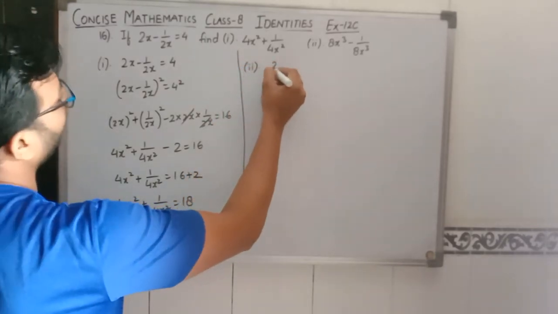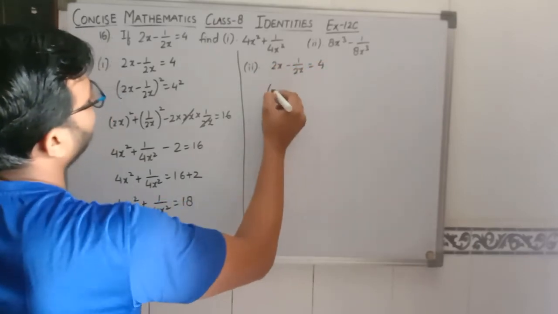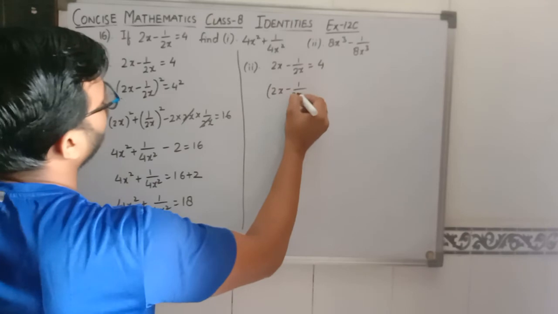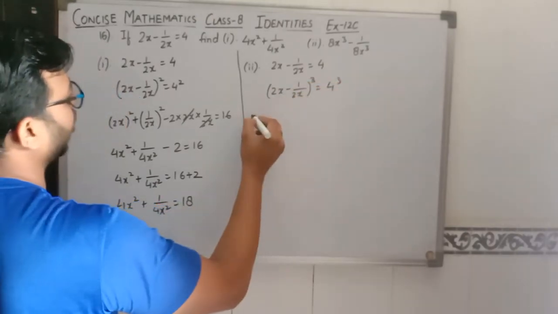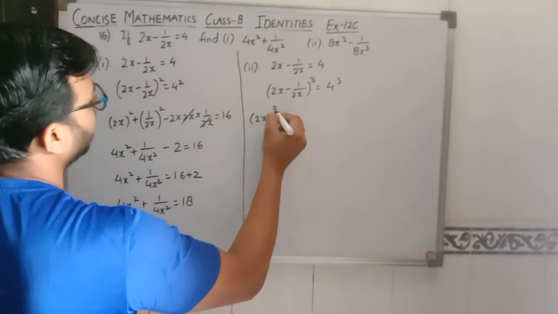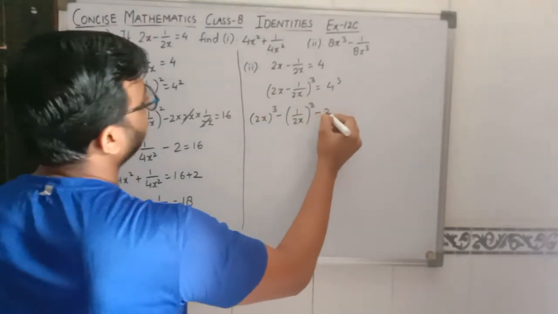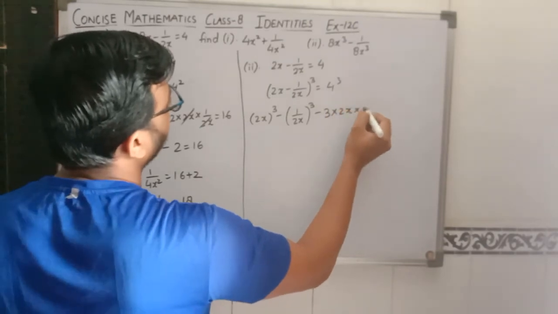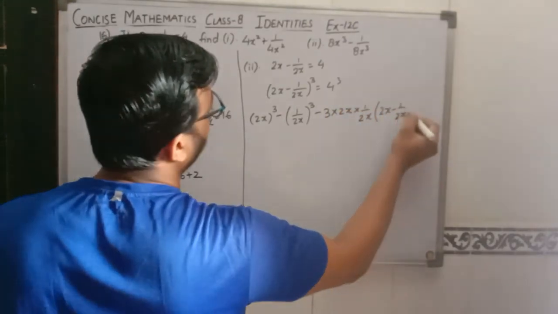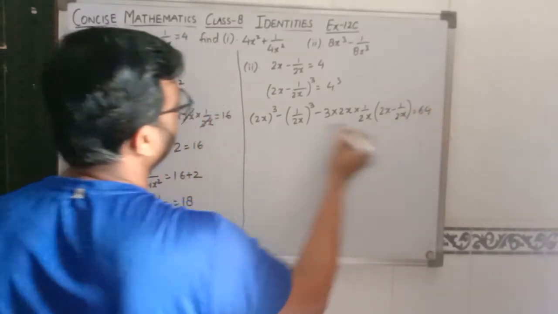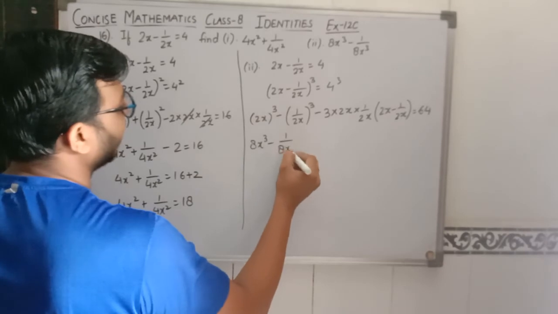Now, for the solution of part 2, we take the same information, but right now we have to apply whole cube. So on the left hand side you have to apply a minus b whole cube. So that is a cube minus b cube minus 3ab, in brackets a minus b, and the 4 cube value will become 64. So it will become 8x cube minus 1 upon 8x cube.